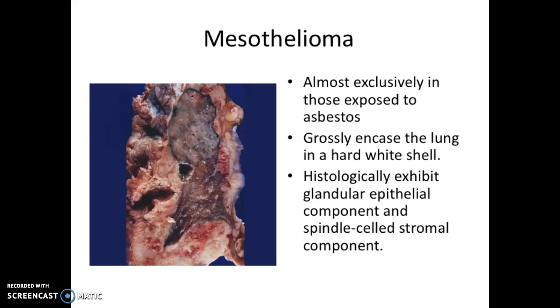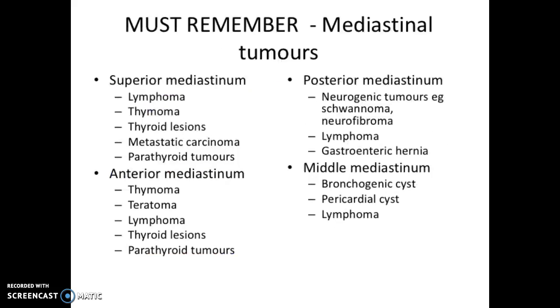Mesothelioma occurs almost exclusively in those exposed to asbestos, and it grossly encases the lung in a hard white shell such as this, and this is the lung actually. So histologically it exhibits a glandular epithelial component and a spindle-celled stromal component. And last but not least, this is not exactly lung pathology, but you have to know mediastinal tumors. So that's it for lung pathology. Thank you for watching and listening.